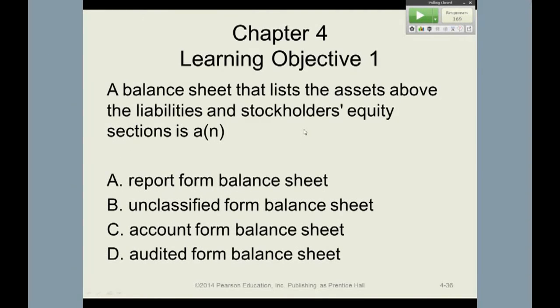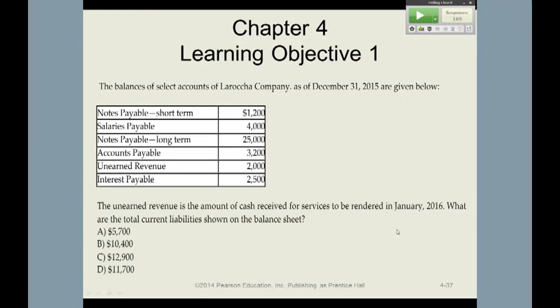The next one, we talked about the different formats of the balance sheet. So a balance sheet that lists assets and liabilities above liabilities and stockholders' equity is called the report form. So this is the report form. What does an account form look like? An account form looks like, yeah, like a T account. So the account form looks like a T account. Assets are going to be on the left side, liabilities and equity on the right side. Okay. All right.